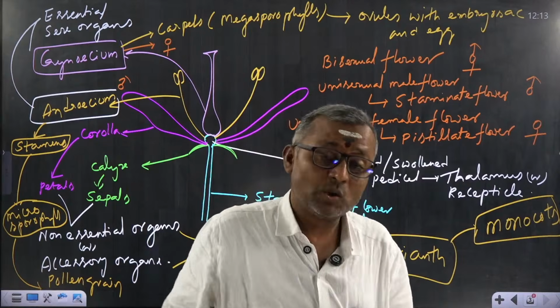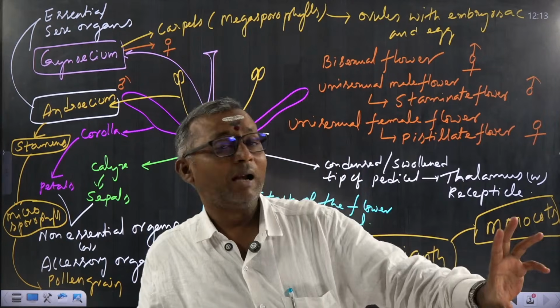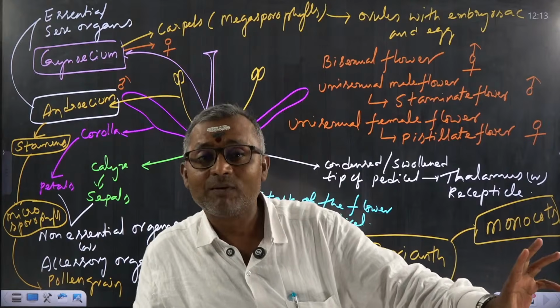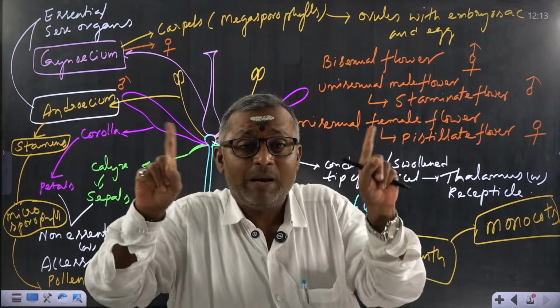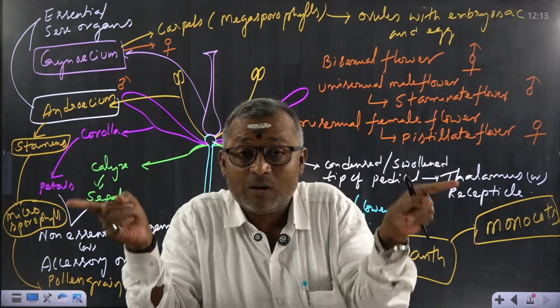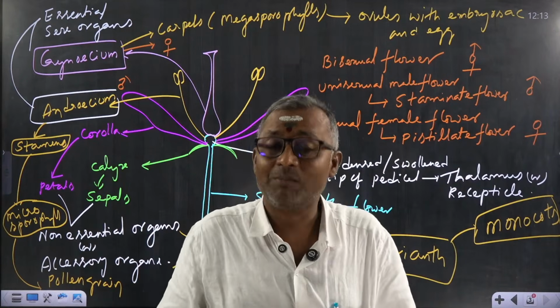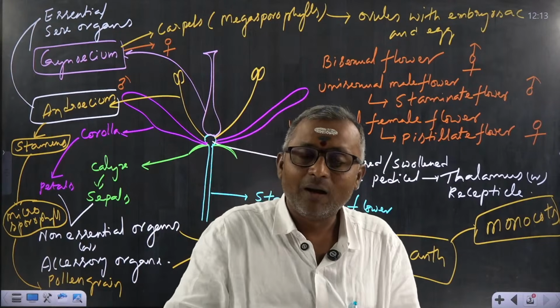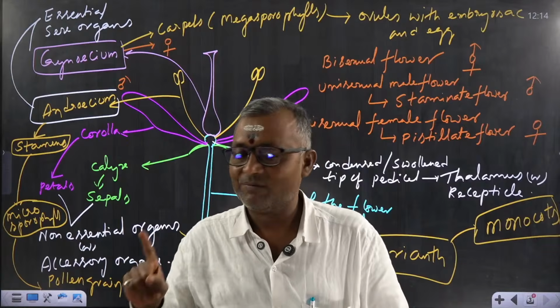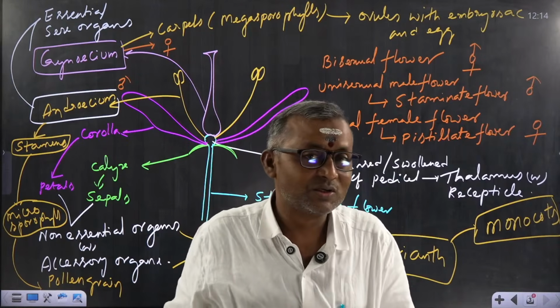Similarly, there are also plants where one plant contains only male flowers and another plant contains only female flowers. That means male and female flowers are present on different plants. Example, Carica papaya, the papaya plant. In papaya, the male plant is different, the female plant is different. Such a condition is called dioecious.